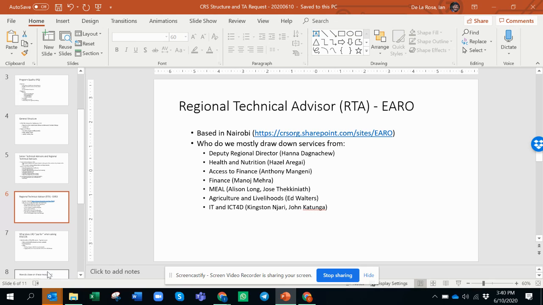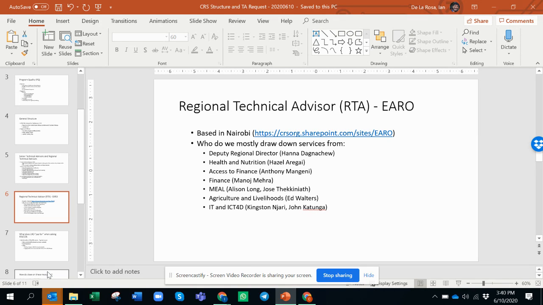Health and nutrition, that's Hazel. Access to finance is Anthony. Finance, which is kind of more of an MQ position, but you may hear it as Manoj. We work very closely with them. So when you hear us talk about preparing our budgets, APP, donor compliance, we'll often talk to him. So he's more in there.